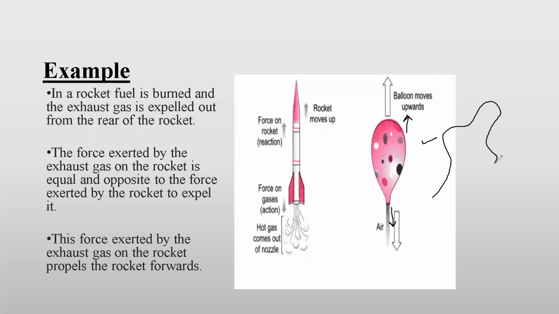Now why does it happen? It happens because the air comes out with some amount of force. So according to the third law, the same amount of force is also exerted on the balloon, but in the opposite direction. That is why if the balloon is vertical, it will move upward. But if the balloon is angled and the air is rushing out in one direction, then the balloon will move exactly in the opposite direction. You might have done this or seen this.